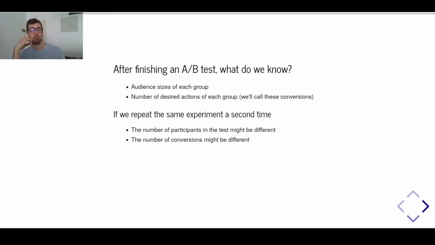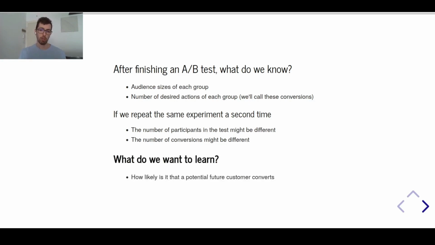But the number of conversions might be different, and it's very likely that it will be different, because every person is different, and so their behavior will be potentially different from each other. And this will induce variability in the observations. So when you try to make any decision afterwards, you have to take into account this sort of variability. You can't just roll out by saying, yeah, I got the conversion ratio of my noisy observations and just trust that this will hold. Because what you wanted to learn from this noisy data was how likely it is that a potential future customer will convert or will do the desired action. And you don't have that out of the box with these two things that you measured, the audience size and the number of desired actions.